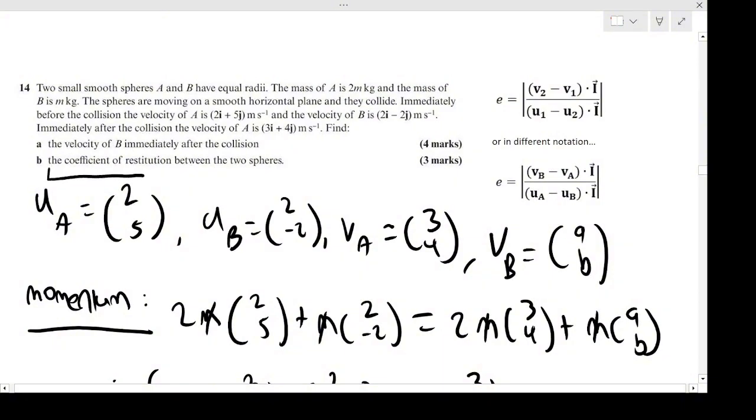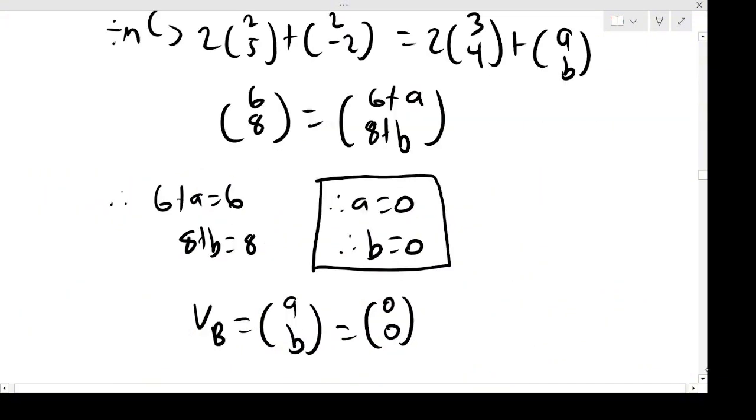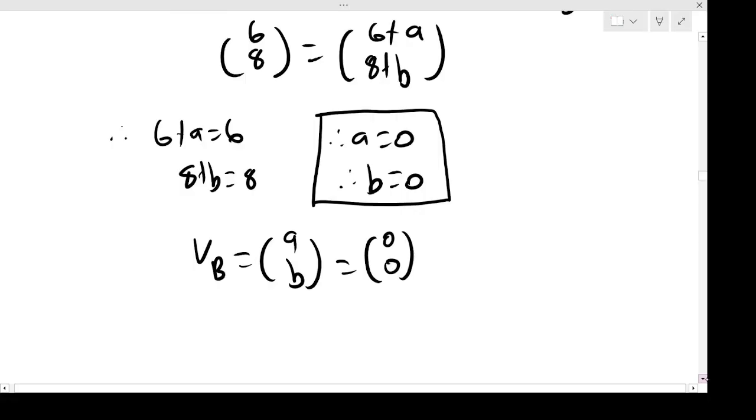Then for part B, it wants me to find the coefficient of restitution between the two spheres. Again, as I discussed, it's not parallel to i or j. So we're going to have to apply this formula for e here, because you can't just use one of the components, so we're going to have to use the vector form for coefficient of restitution. If you look at the formula, I've got my 4 velocity vectors, but I'm missing an impulse, right? So I'm going to need to find the impulse before I find e.